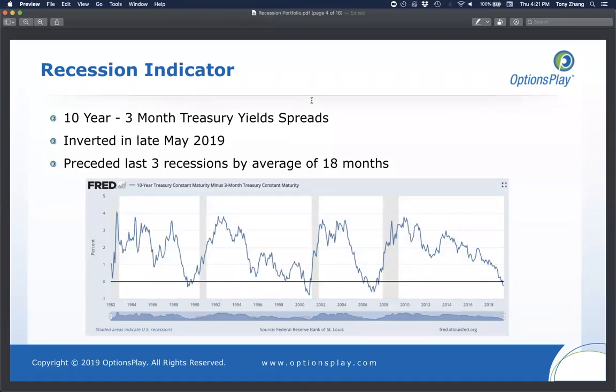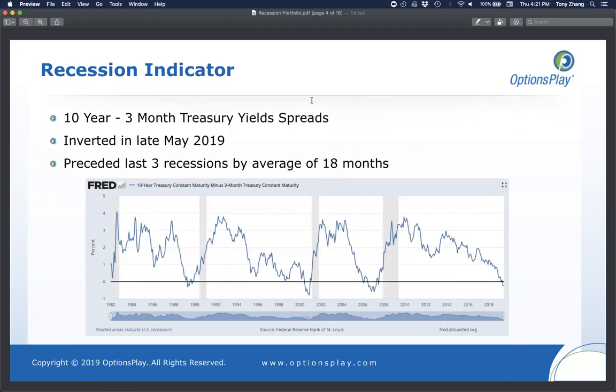And this is something that we just saw happen in late May. So we just saw the inversion in late May. However, what's interesting about this indicator is that even though it preceded the last 3 recessions, it did so with about an 18-month lag. Meaning when this happens, it typically takes almost a year and a half before the recession actually starts to hit. So in 2008, this actually started happening in late 2005 before the recession in late 2007 occurred. The .com was a little faster, and the one before that was about 20 months or so.